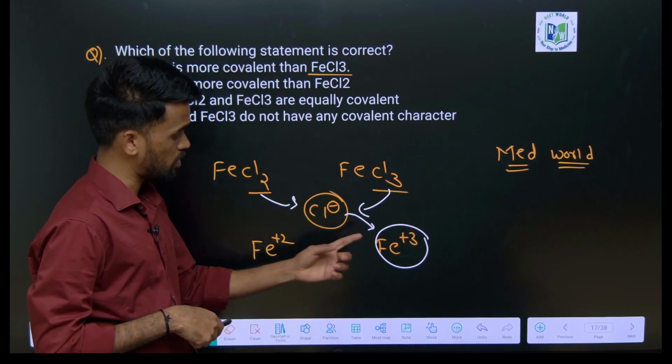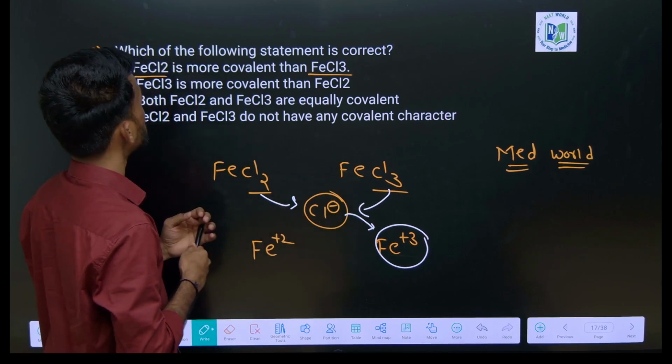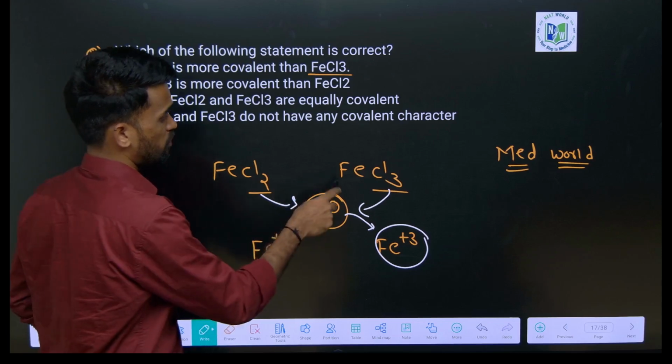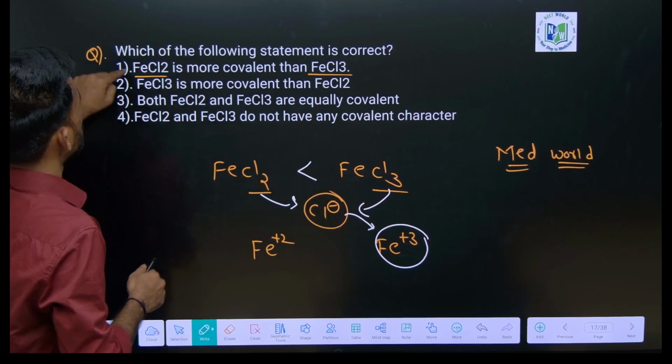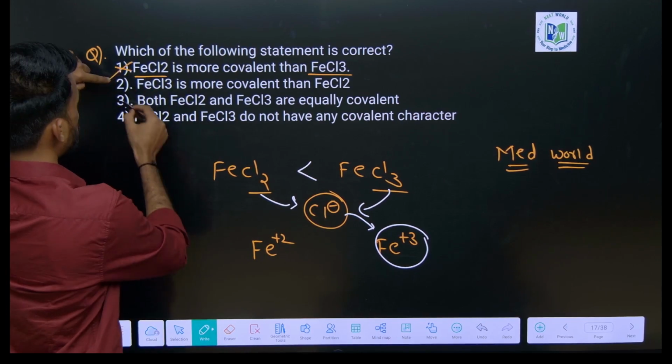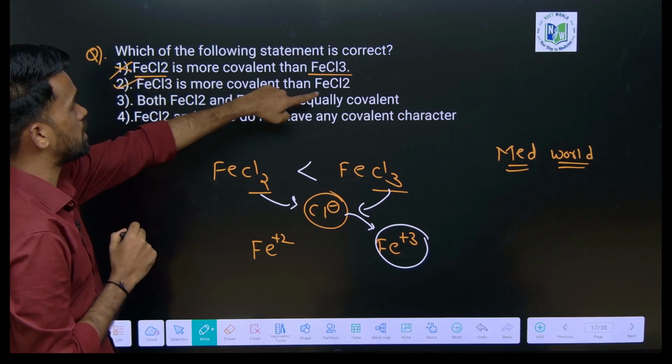Therefore what happens? It will be showing more covalent nature. So what they are asking, which is more covalent? FeCl3 is more covalent than FeCl2. So which option is correct? The first option is wrong. Second option is correct. FeCl3 is more covalent than FeCl2.